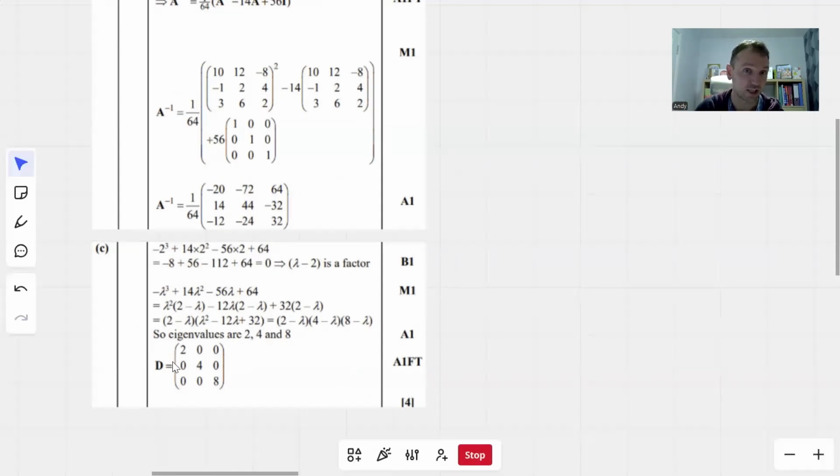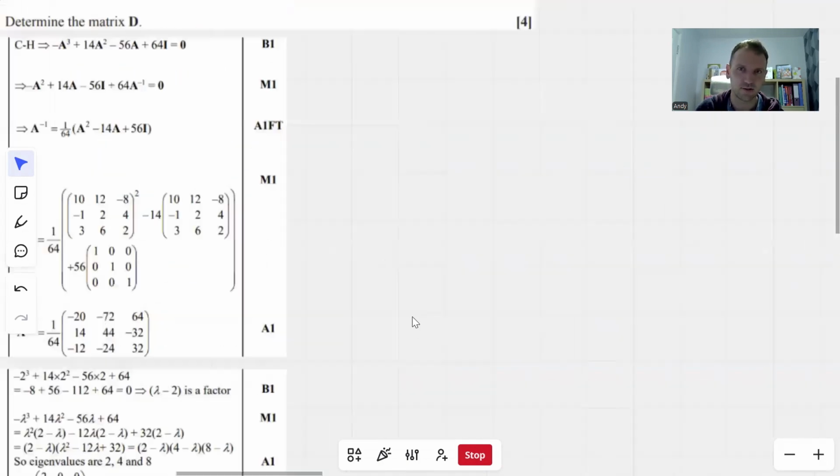If you did that and wrote down your correct diagonal matrix, you got 2 out of 4. But because there's that determine there, you need to make sure you're showing working and you can't overly rely on your calculator on that question.